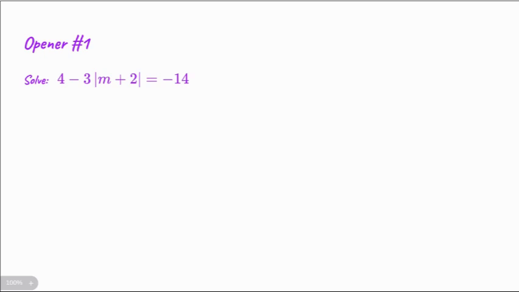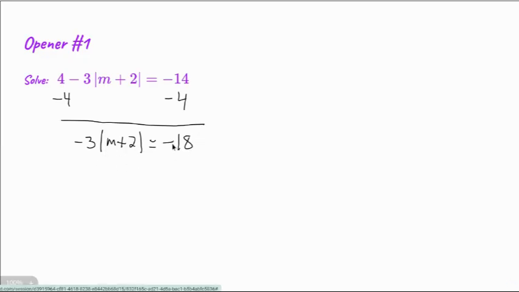Hello, class. We're going to start off with this problem of solving absolute value inequalities or equations. I'm going to start by subtracting 4. I got negative 3 times the quantity absolute value m plus 2, and negative 14 minus 4 is negative 18. Now, at this point, you could say we have an absolute value equal to negative 18.